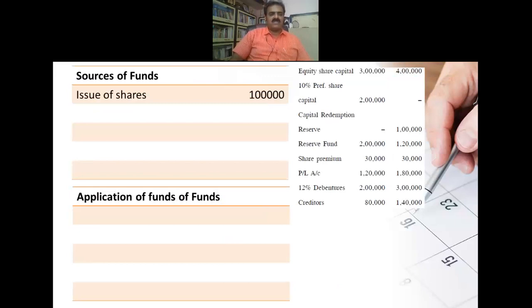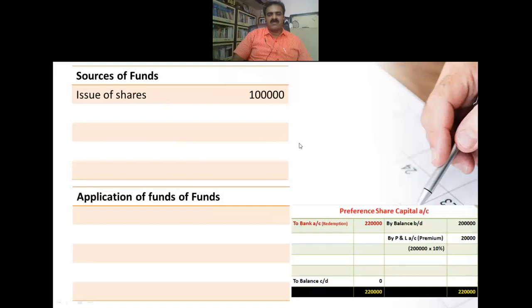Fund flow statement consists of sources of funds and application of funds, where sources of funds is equal to application of funds. So the very first item is called equity share capital. That is to say, opening value is 3 lakhs, closing value is 4 lakhs. Therefore, there is an issue of shares to the tune of 1 lakh rupees. That is, issue is source, application is redemption. That's the first item. Second item is called preference share capital. For that, you have prepared an account where there is a total redemption. Redemption is called repayment of 2,20,000.